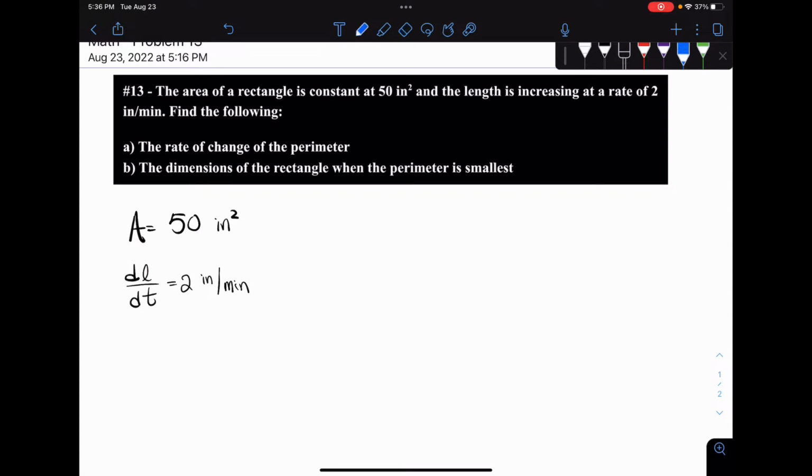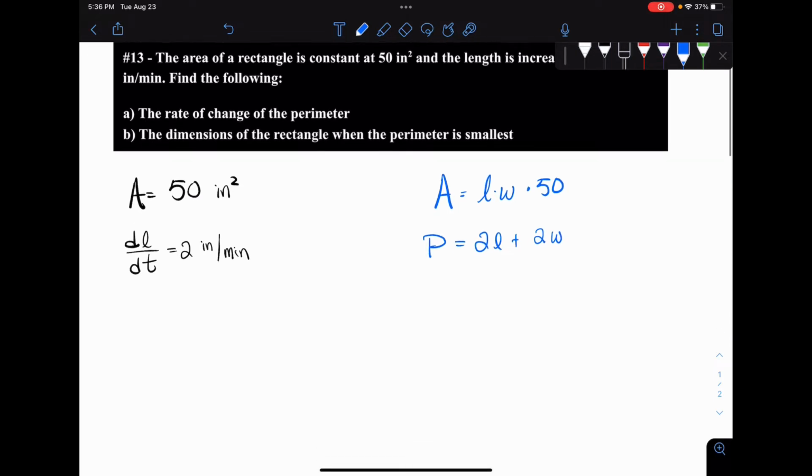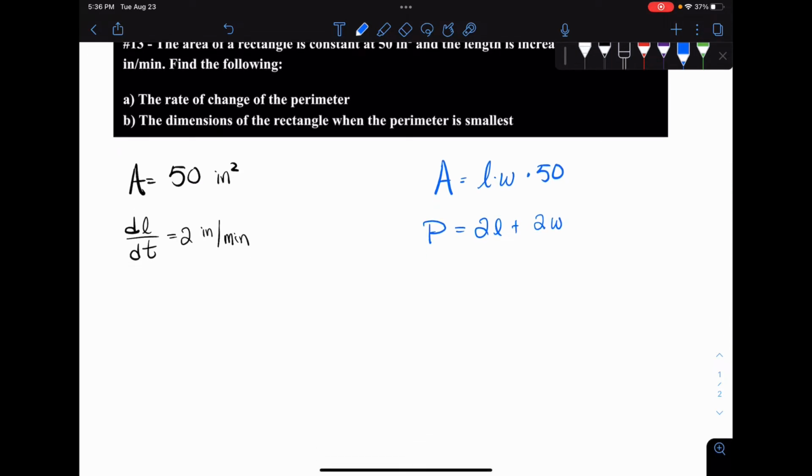One of the first things you want to do when you see a problem like this is identify some useful equations. We have area equals length times width, and we know that to be 50. And then we know the perimeter is going to be 2 times length plus 2 times width. From here, we want to start to manipulate what we've been given to find that change in perimeter.